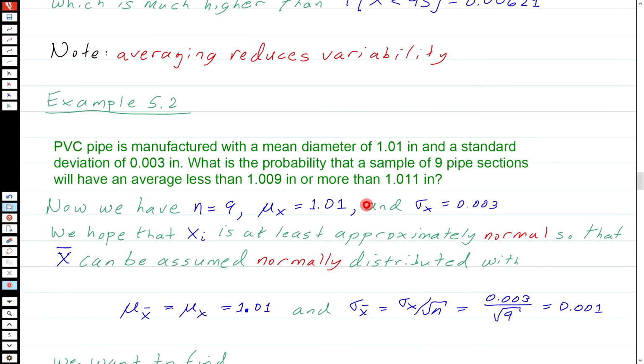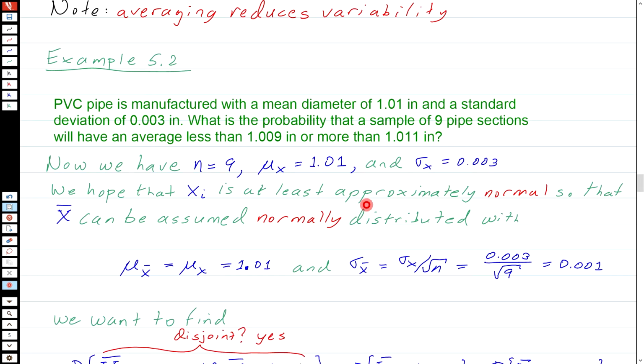Okay, let's look at another example. Let's suppose a PVC pipe is manufactured with a mean diameter of 1.01 inches and a standard deviation of 0.003 inches. So this is actually another one of these quality control type questions. The mean diameter presumably is what we're aiming at. The standard deviation, we want to make this as small as possible in our manufacturing process. And this is pretty small relative to that mean diameter, so maybe that's not too bad.